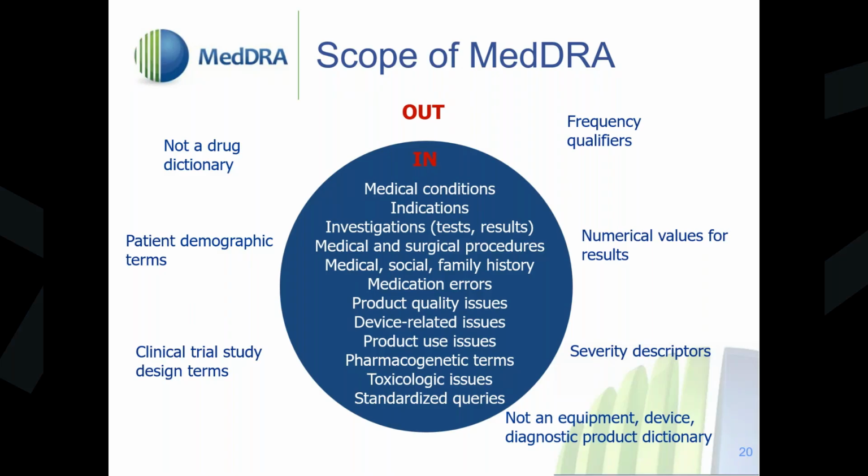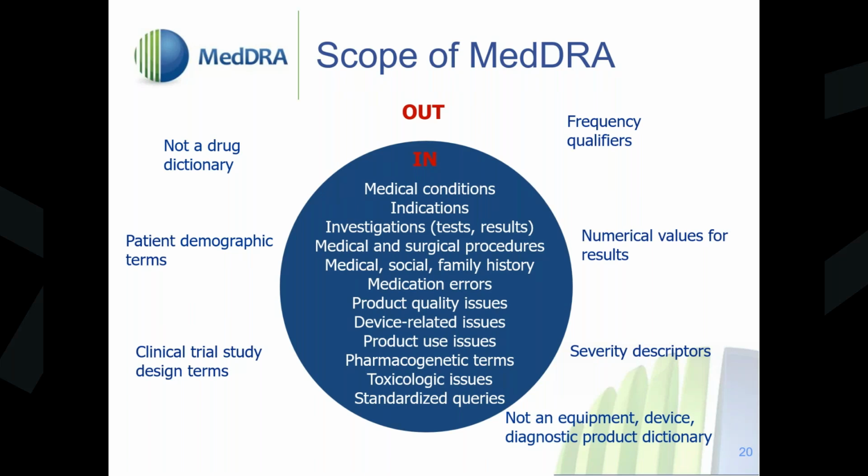What MedDRA is scoped for, to standardize and to summarize, would be categories of terms classified as medical and health related. So think about signs, symptoms, diseases, diagnoses, therapeutic indications, modifications of physiologic functions, names of investigations, qualitative results of labs or investigations like increased, decreased, present, absent, positive, negative. Those kinds of investigation results are in MedDRA. Surgical procedures and medical procedures, medical history, social history, family history, medication errors, all of those items are in MedDRA.